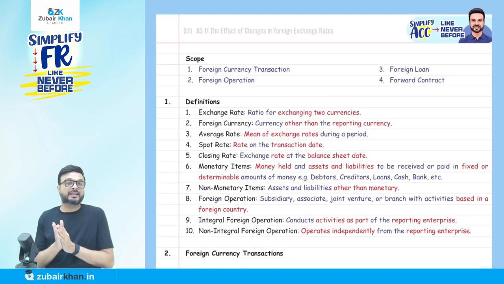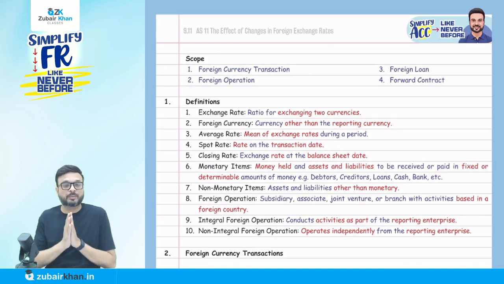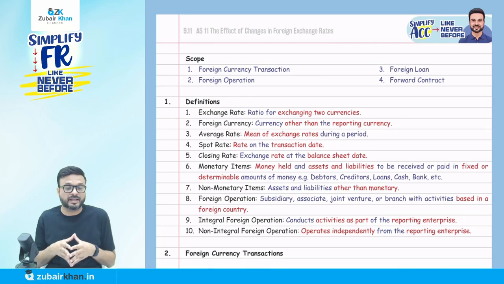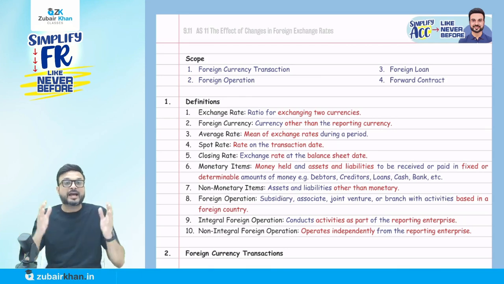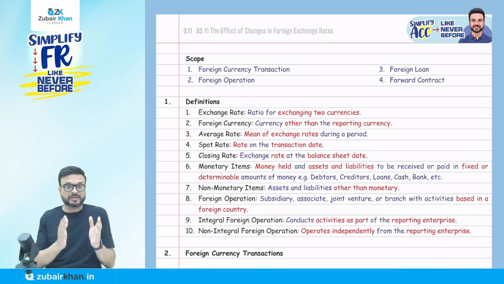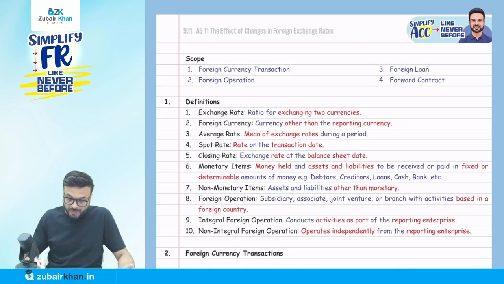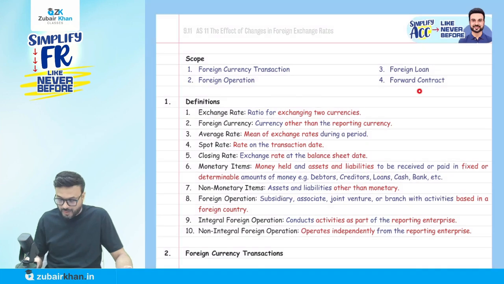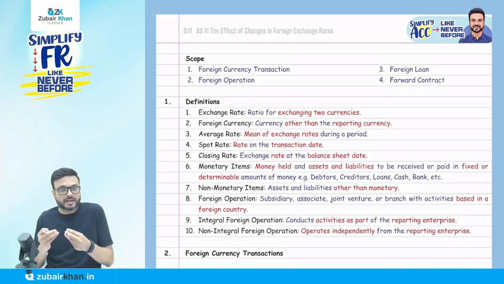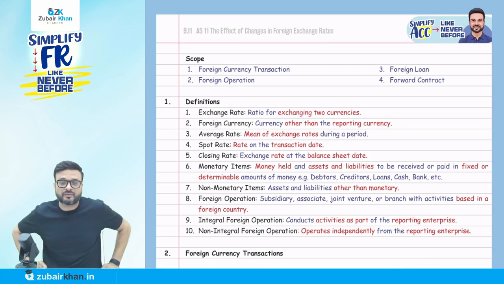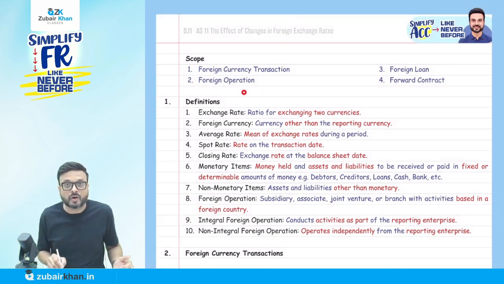So let's start with the definitions. But before that, from an accounting point of view, I divided this Accounting Standard 11 into 4 parts: first foreign currency transaction, then foreign operation, foreign loan and forward contract. Basically foreign loan and forward contract are part of foreign currency transaction only, but I keep them separately because their accounting treatment is quite different. So let's start with the definitions, then I will come to the accounting treatment of all these four.